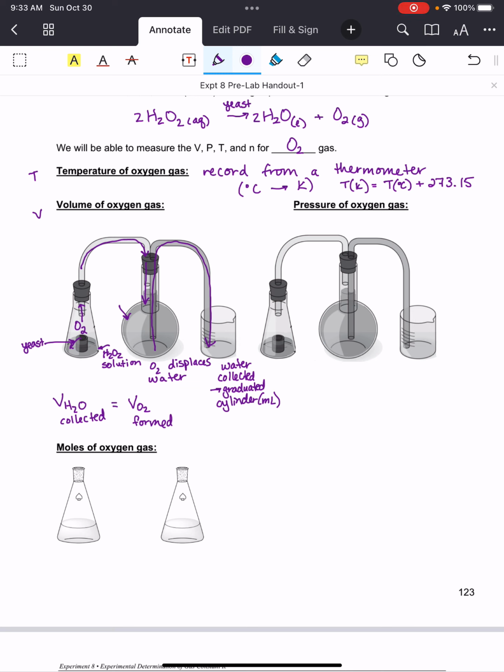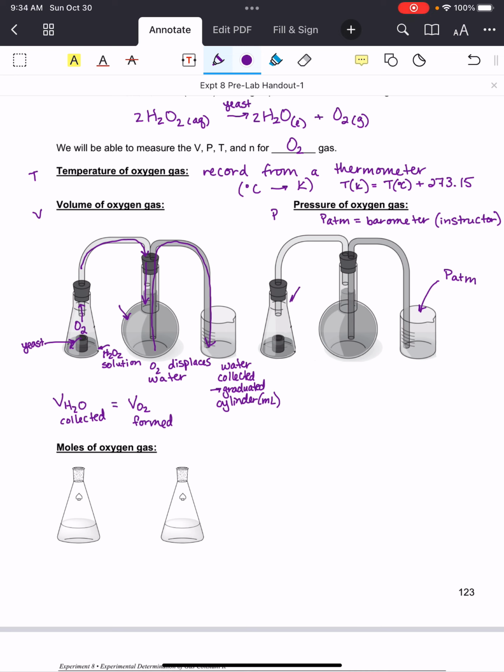Okay, so now we've got temperature and volume. Let's talk about pressure. At the start of lab, your instructor will tell you the barometric pressure, or the atmospheric pressure, for the day, and that's from a barometer. Your instructor will give you this information. Let's think about all the pressures that are acting on the different flasks in our reaction setup. If something is open to the air, then it is under atmospheric pressure.